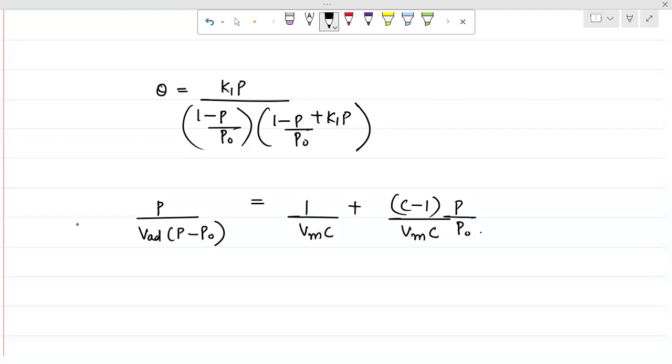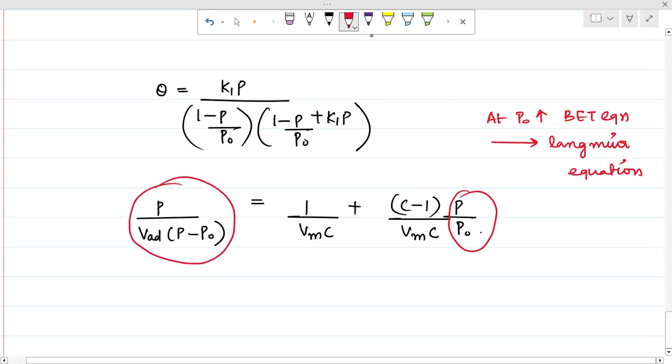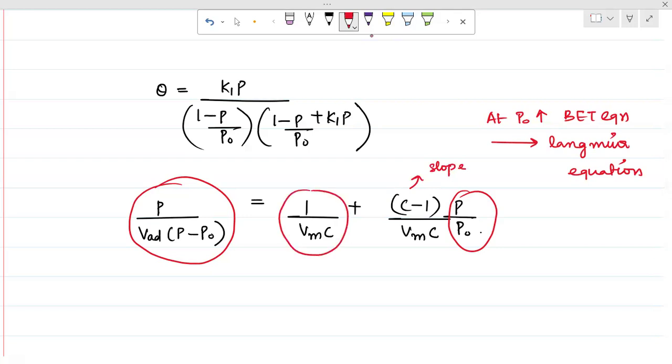Correct? Whatever the formula is, at higher saturation pressures, the BET equation transforms into the Langmuir equation. Right? So you have to learn this here when you plot a graph between P by V absorbed (P minus P naught) versus P by P naught, this is going to be your slope, which is (C minus 1) by VmC, and this is going to be your intercept.